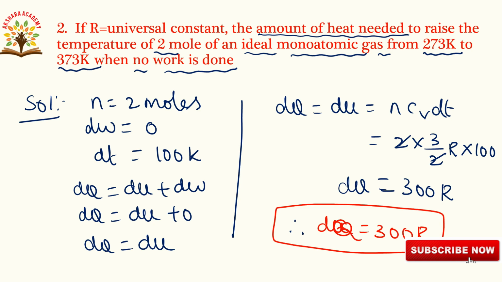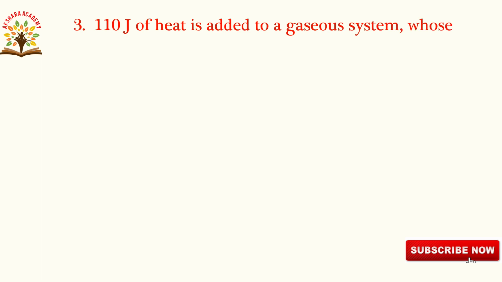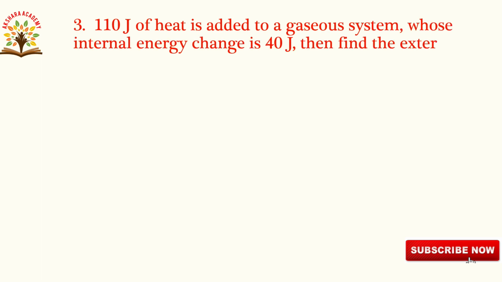Okay. Go to the next question. Let us go to the third question. 110 joules of heat is added to a gaseous system whose internal energy change is 40 joules. Then find the external work done.